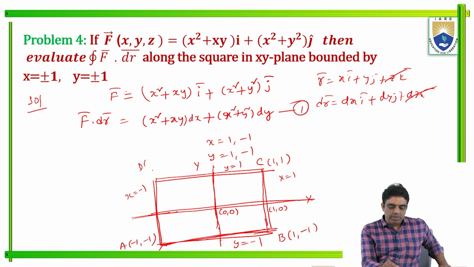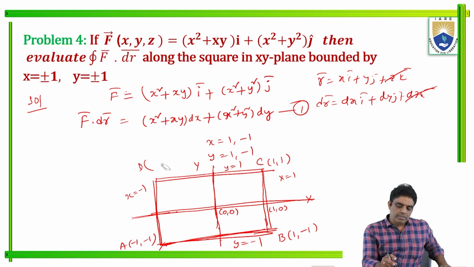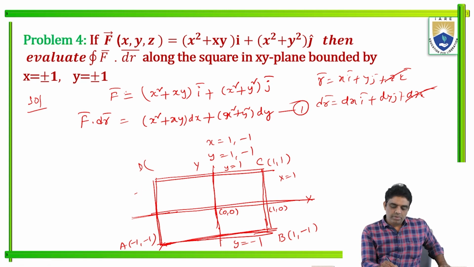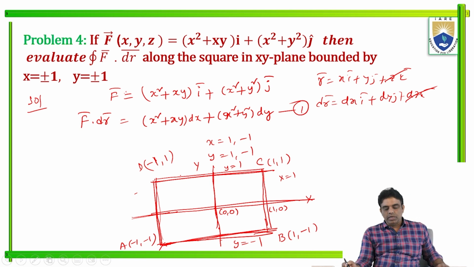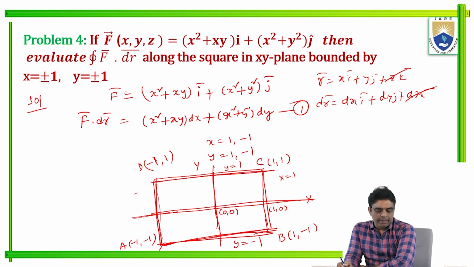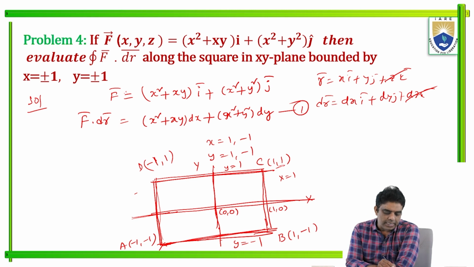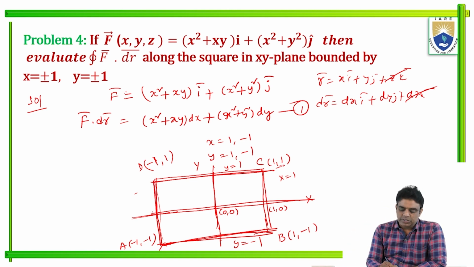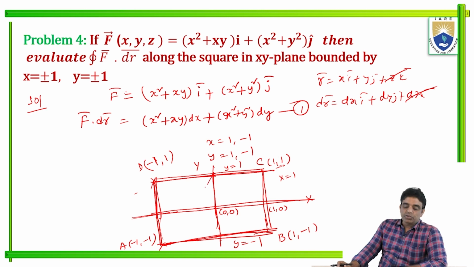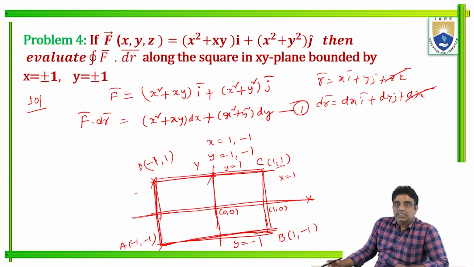And what is the D value? x is minus 1 and y is 1. So the vertices are A (minus 1, minus 1), B (1, minus 1), C (1, 1), and D (minus 1, 1). So x is minus 1 and y is equal to 1, so the point is (minus 1, 1). So we have to find the line integral along this square.